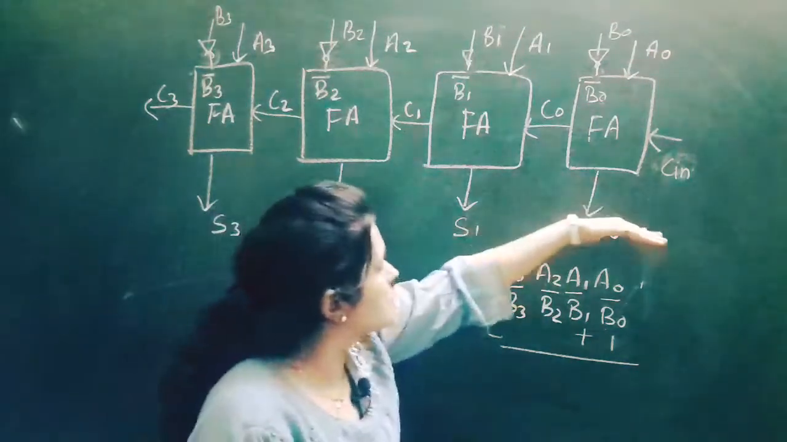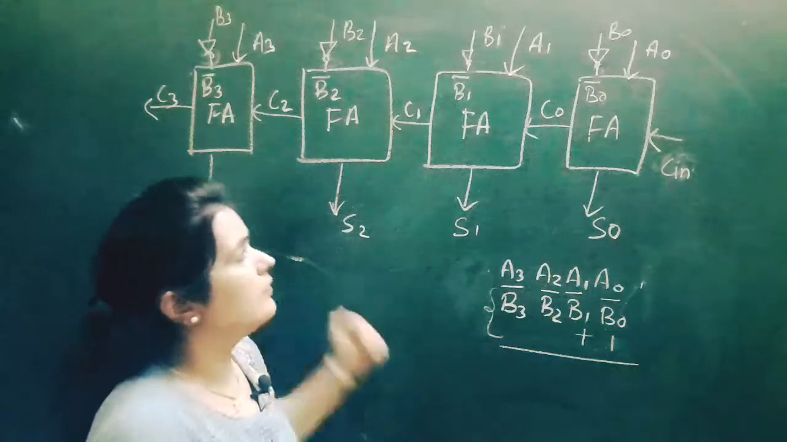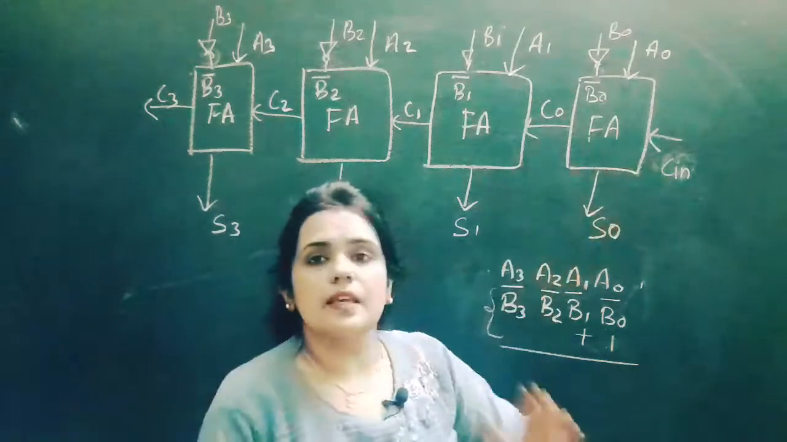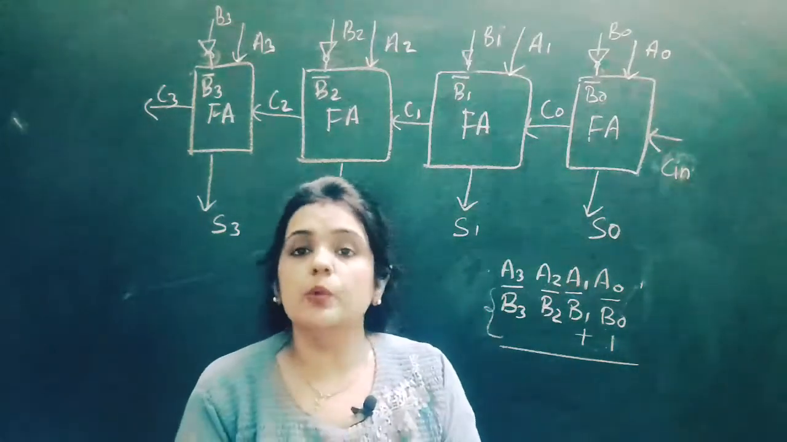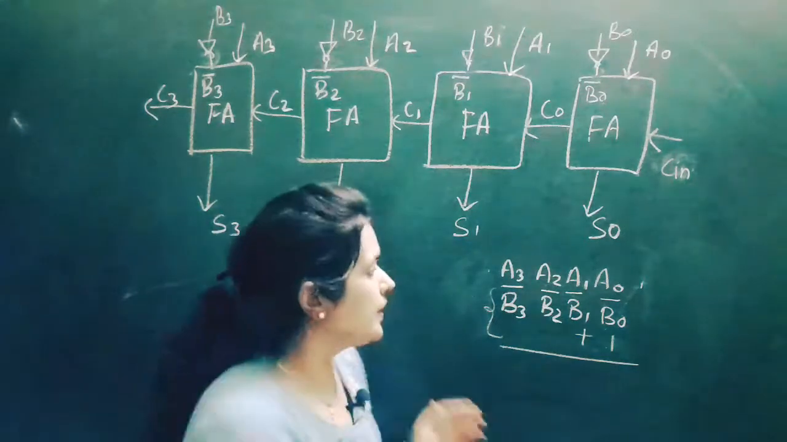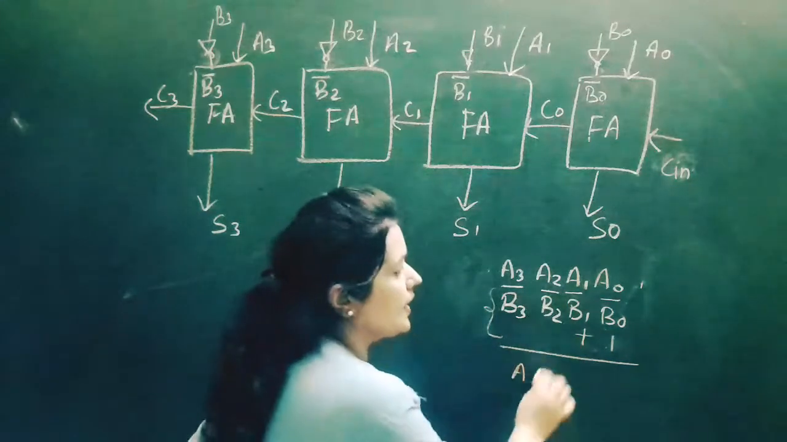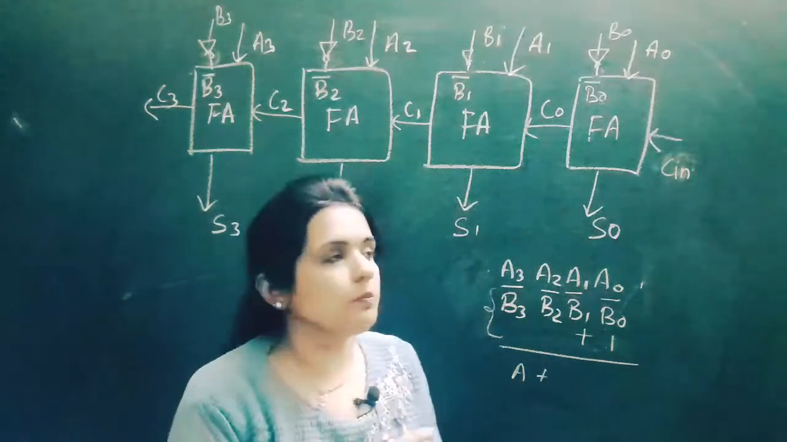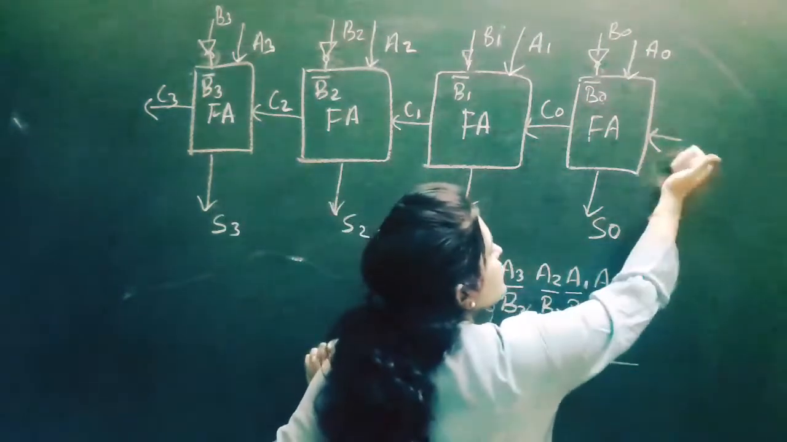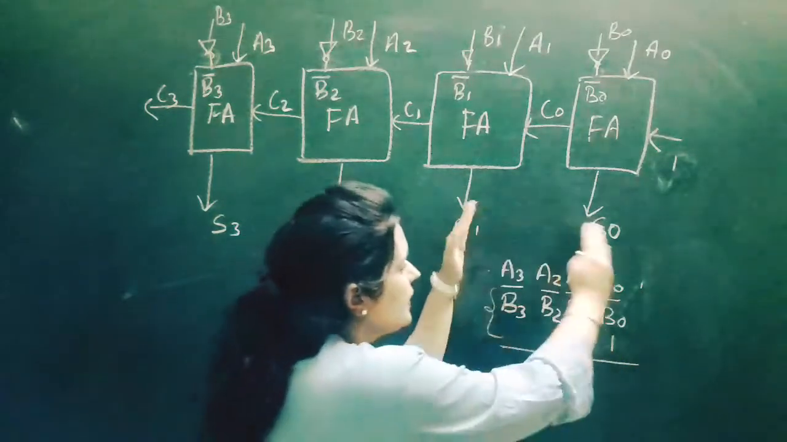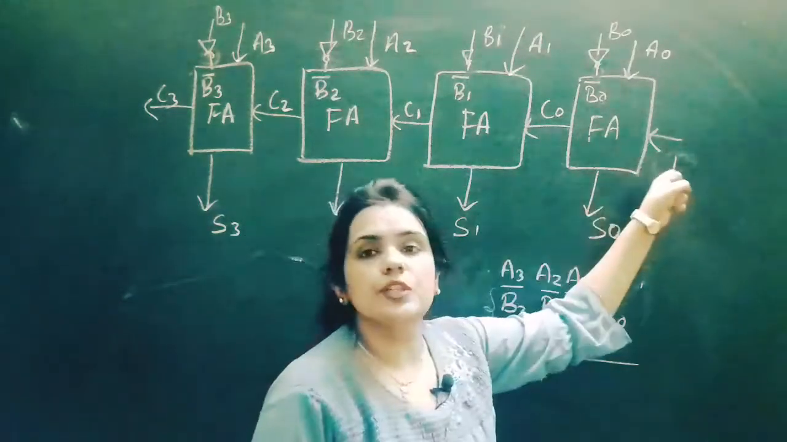So this 4-bit binary adder will add A plus B's complement, only B's complement, but we want to add A plus 2's complement. We want to perform this calculation, A plus 2's complement of B. Therefore, our input carry should be 1. To obtain this formula, our input carry should be 1.